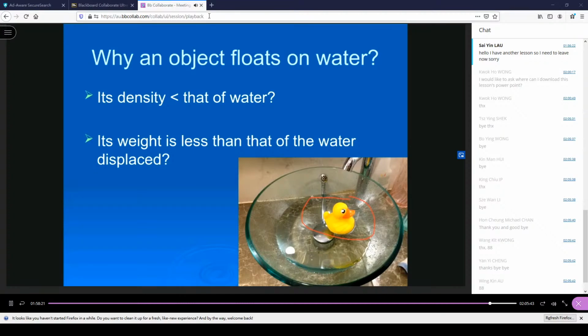Next. Okay, when we look at another, the next question you actually see on the screen. So what if the object's weight is less than the water displaced? So an object floats when its weight is less than that of the water displaced.